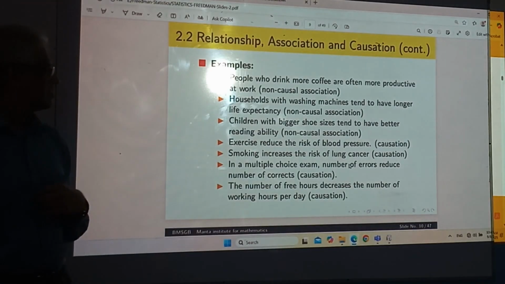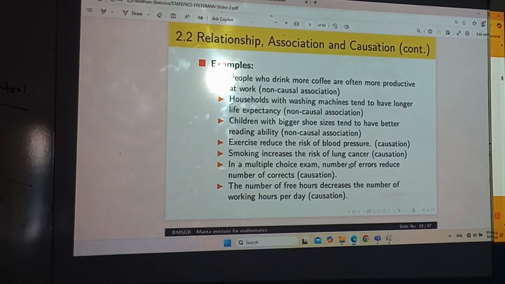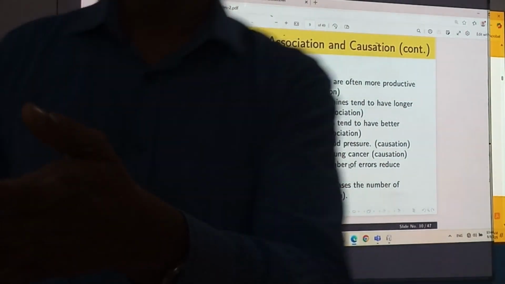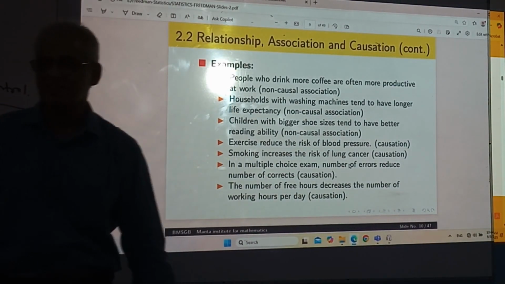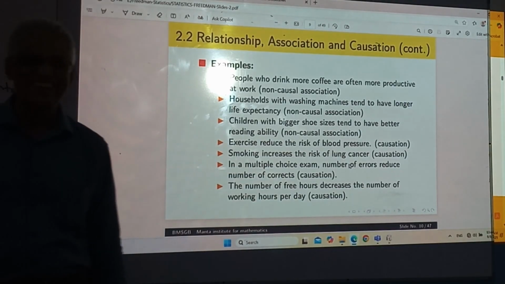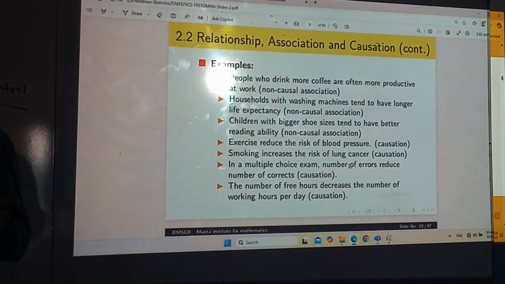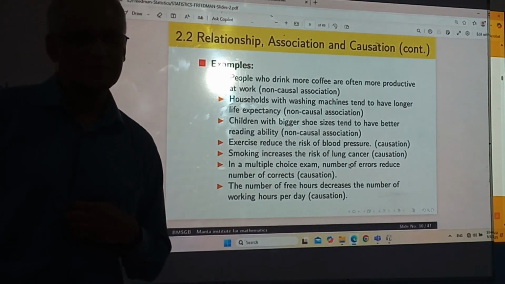Children with bigger shoe sizes tend to have better reading ability. How can that happen? Bigger shoe sizes have better reading ability. So we must have good nutrition, so we must have money or something. Nutrition, yeah, that's one possible explanation. So you mean when you have good nutrition, your foot becomes large? Yeah. We cannot say no, it might be a possible explanation, but are there any other explanations for this?